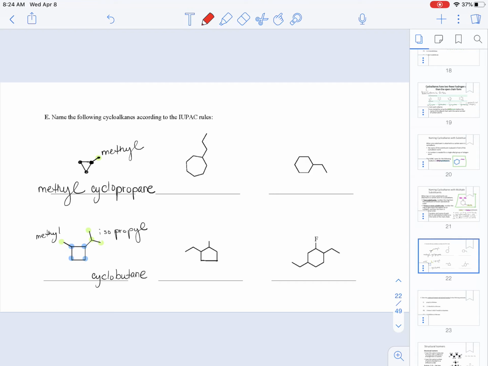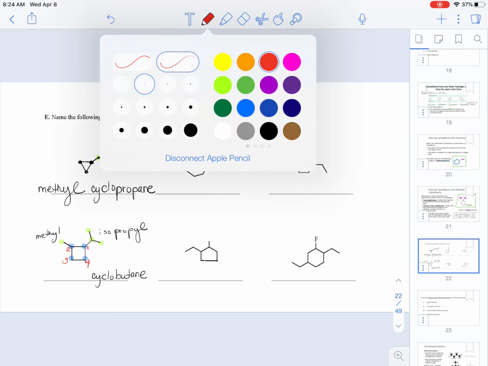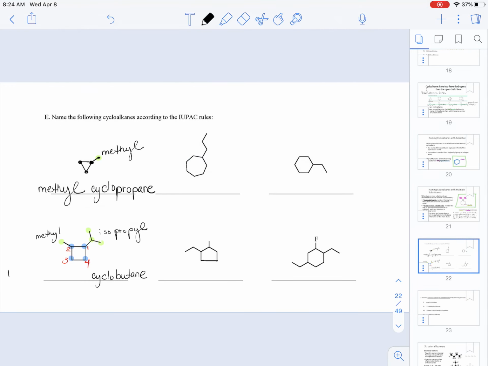I'm going to number the carbons inside the ring. So this is carbon 1, this is carbon 2, 3, 4. So when we're writing the name of this compound, it's going to be 1-isopropyl-2-methylcyclobutane. Make sure that you practice the other examples in the worksheet.